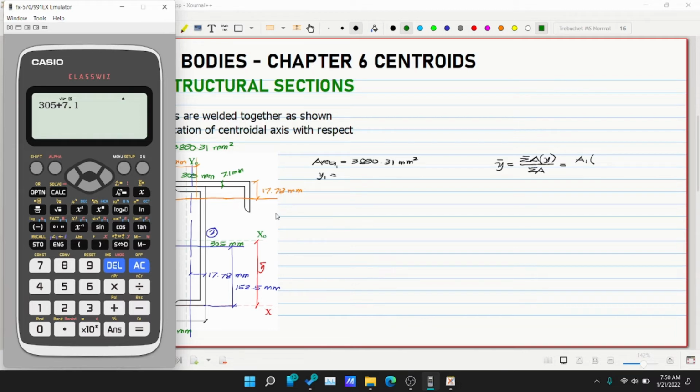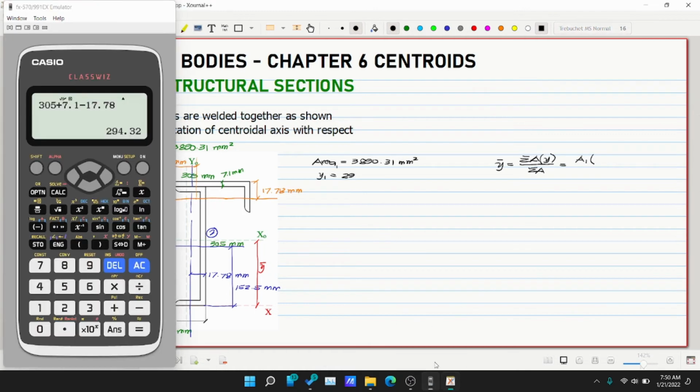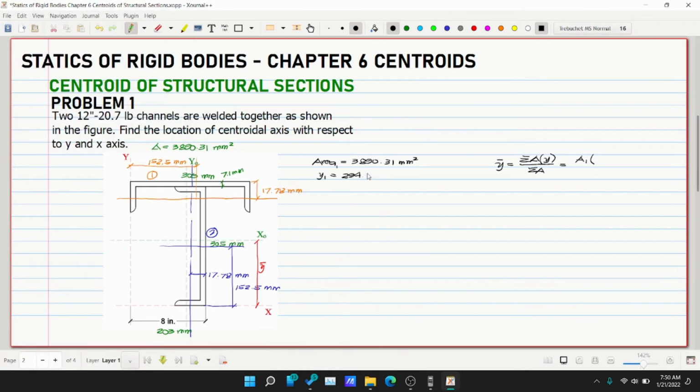So, ngayon, para makuha natin ang Y1, ima-minus natin ito 17.78, di ba? Kasi ito yung location ng centroids niya. Okay? So, minus 17.78. So, 294.32 millimeters.